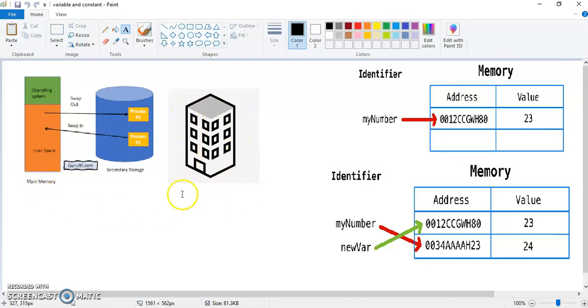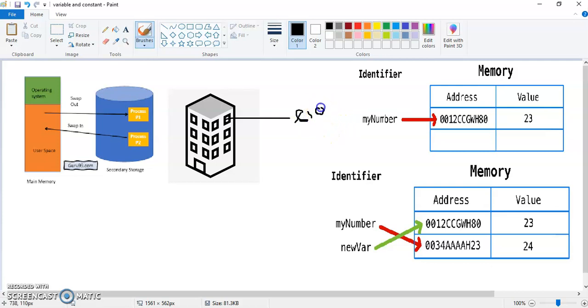Consider RAM as a building, where the building has rooms. Now your variables and constants get stored over here. For example, a particular room is assigned to a particular variable. Like when I'm finding the perimeter, one of the sides gets assigned in this room.